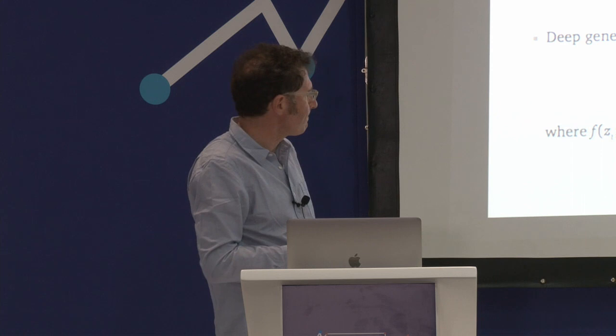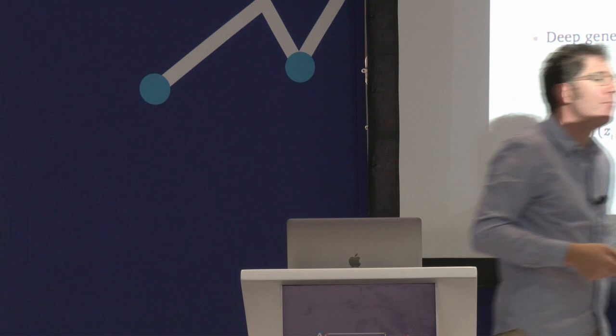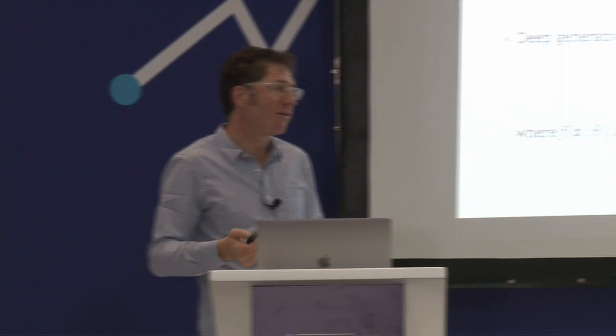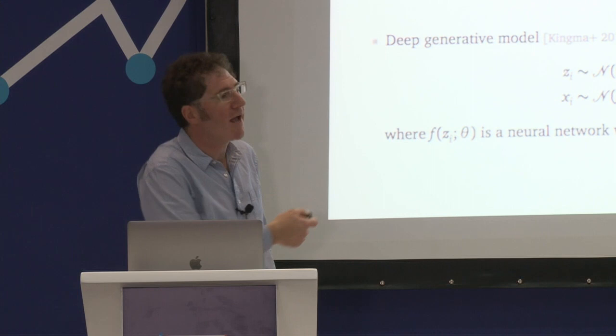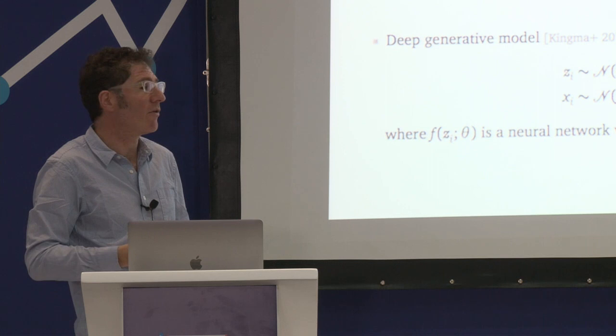f of zi is a neural network with parameters theta and input zi. The model is sometimes called the decoder, but I like to call it the model. It represents the joint distribution of zi and xi given parameter theta. I mention the decoder because when you read the literature, some interesting papers don't use the word model. They use the word decoder.